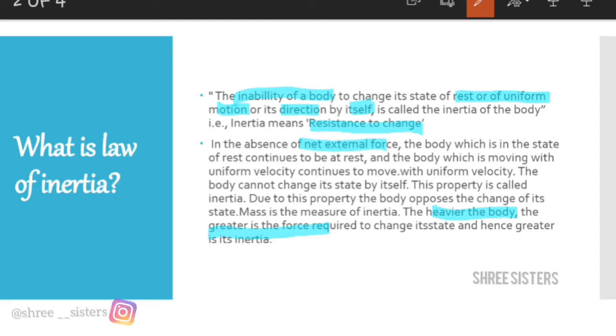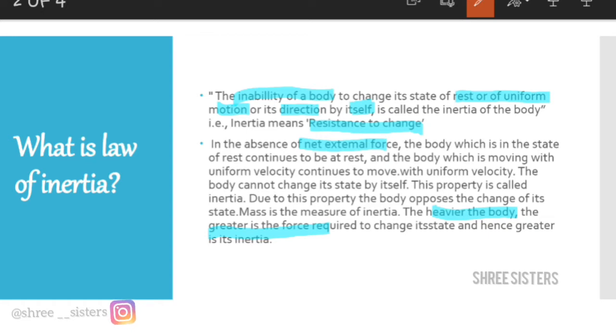The ball cannot change its own movement by itself, or from rest to motion, it cannot change its state by itself. This property is only called as inertia. So what this property does is oppose the change of state. It will oppose, from rest to motion. It's a force that opposes the change of state of motion or rest. And this is called inertia.